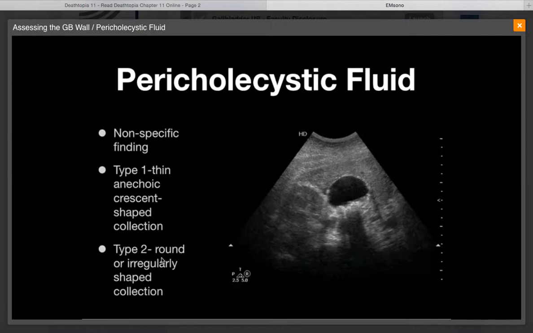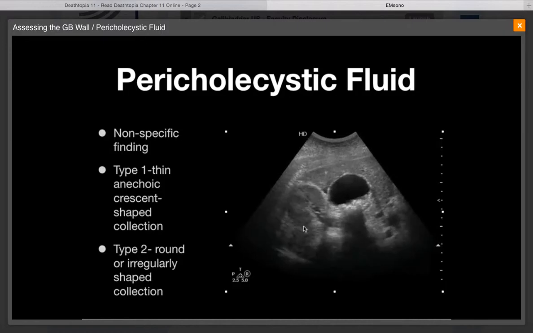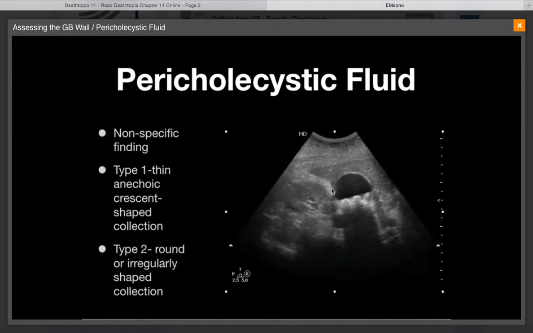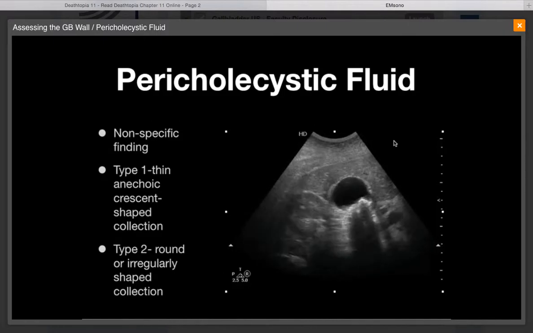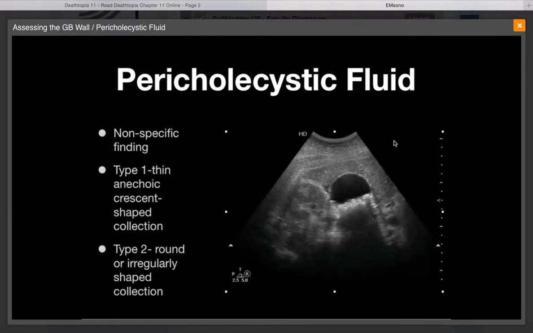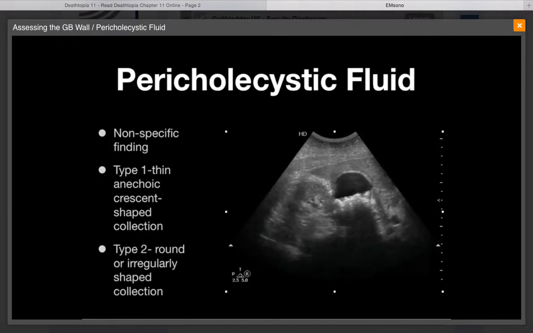Type 2 is a round or irregularly shaped fluid collection with thick walls, septations, or internal debris, and when found adjacent to the gallbladder, this is more likely to be associated with gallbladder wall perforation and abscess formation. This patient did have cholecystitis and had a very small rim of free fluid surrounding the gallbladder that was due to localized gallbladder wall perforation.